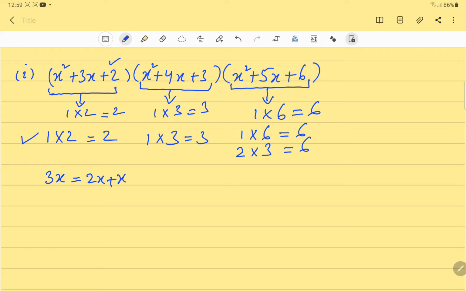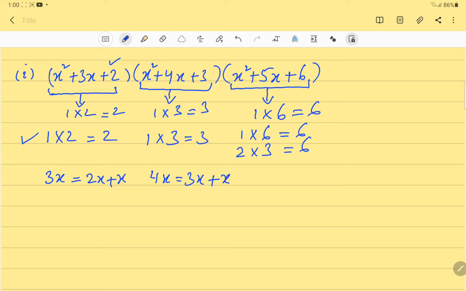Then we go to the second bracket. Here we have 4 in the middle. So we have to see if 3 and 1 can be written in such a way that either it forms 4 when we are subtracting them, or it forms 4 if we are adding them. So in case of addition, it is giving us 4. So we will write 4x is equal to 3x plus x.